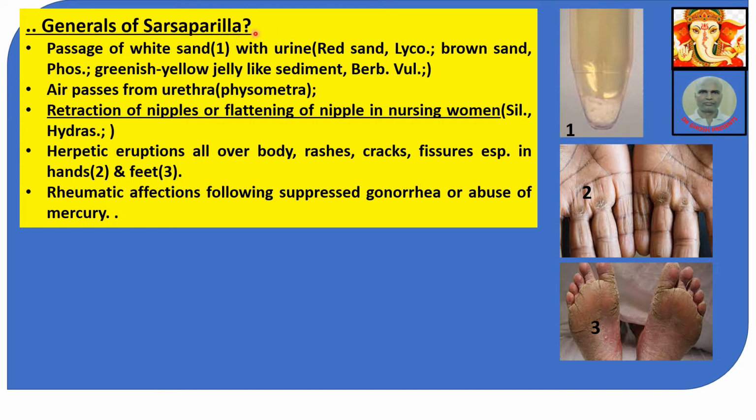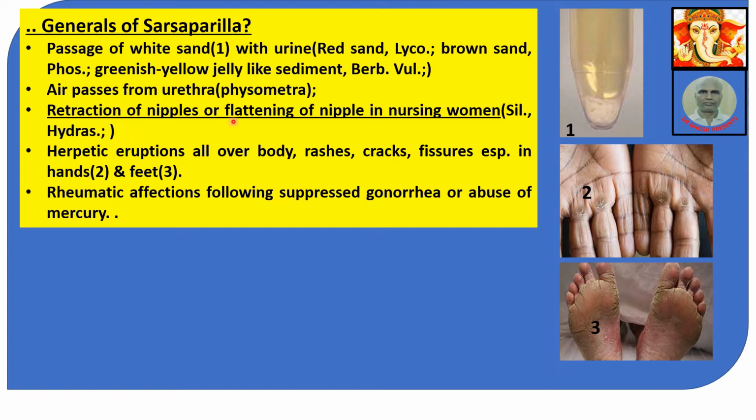Generals of Sarsaparilla continuing. Double dot means continuation. Passage of white sand, picture 1, with urine. Red sand, Lycopodium. Brown sand, Phosphorus. Greenish yellow or jelly-like sediment, Berberis vulgaris. Air passes from urethra. It is called technically pneumaturia. Pneumaturia means air passing through the urethra.